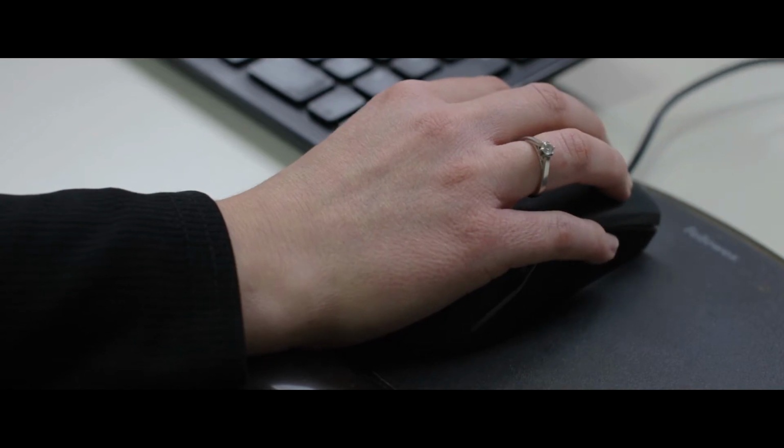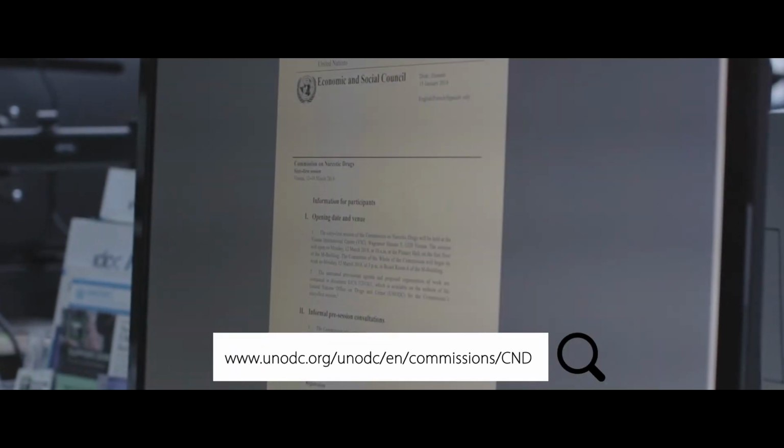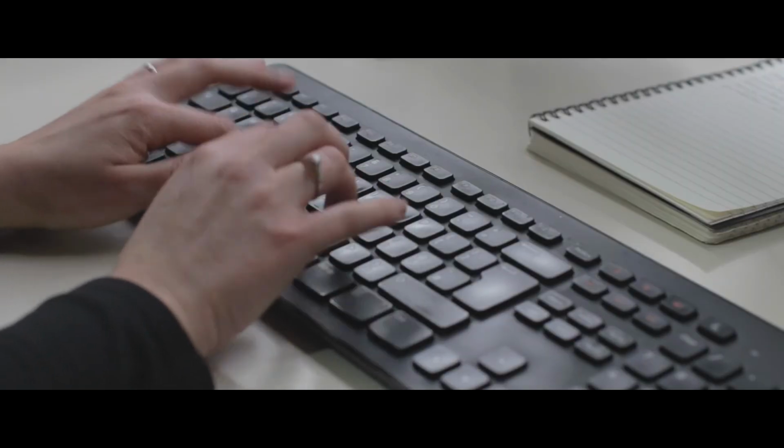To finish, there are a few resources that you can look at if you're interested in attending the CND and learning more. The first one is the CND website, which includes all the official information and documentation around the CND, including the draft resolutions, which are usually uploaded at the end of February. You can also have a look at the IDPC website, where we have a dedicated web page that includes all the latest information around CND.